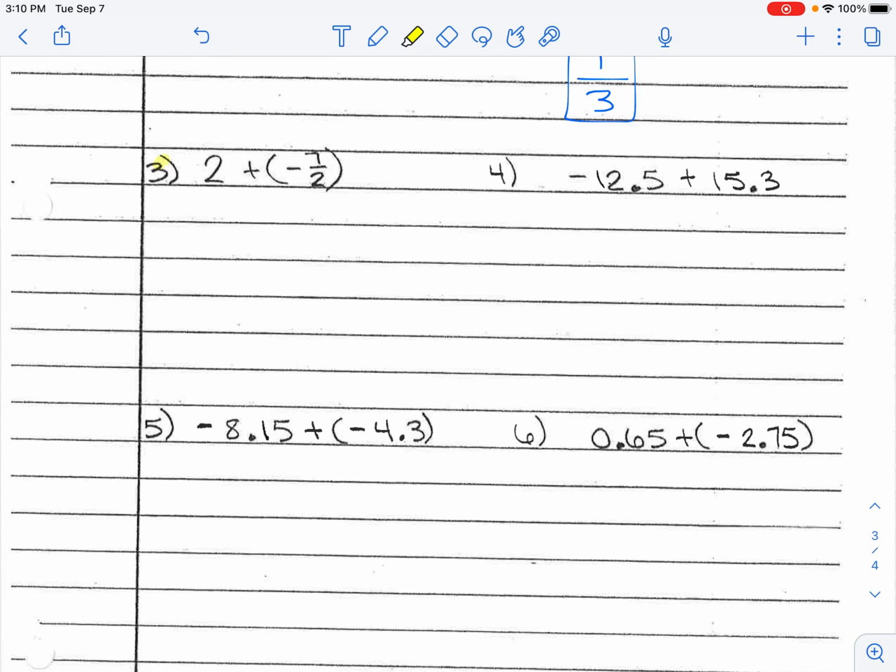Number 3, we've got 2 plus negative 7/2. So I'm going to cross out negative 7/2, and I'm going to rewrite that as negative 3.5. So you could say 2 plus negative 3.5, or you could say 2 minus 3.5. Both of those mean the same thing. So now I'm looking at my signs. I've got a positive 2 and a negative 3.5. Different signs, find the difference. Find the difference means subtract.